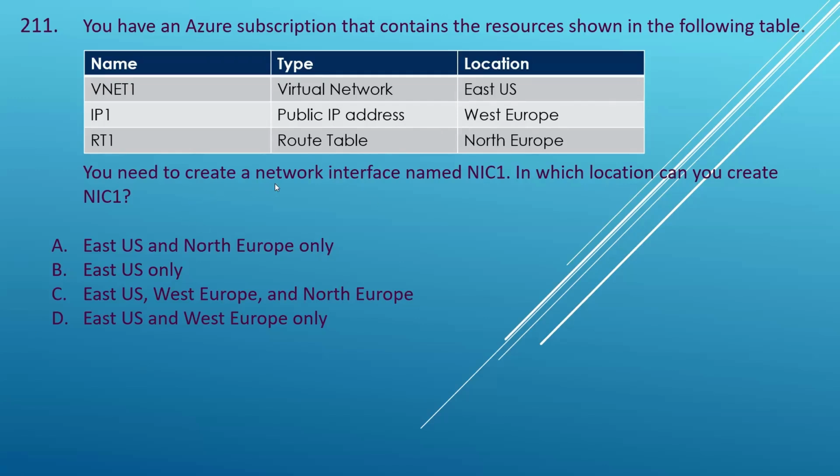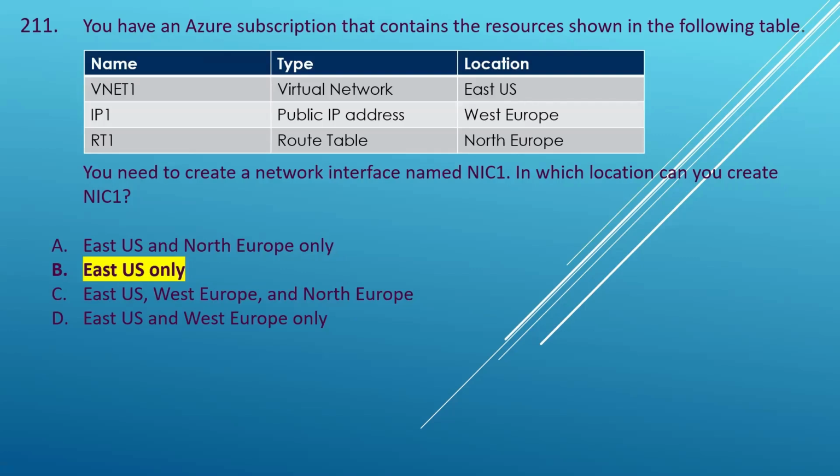You need to create a network interface named NIC1. In which location can you create NIC1? And your options are East US and North Europe only, East US only, East US, West US, and North Europe, East US and West Europe only. And the correct answer here is option B, East US only.